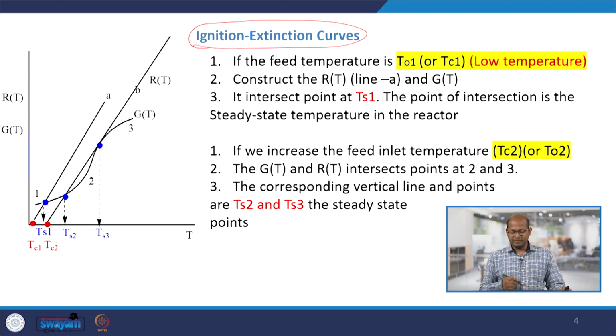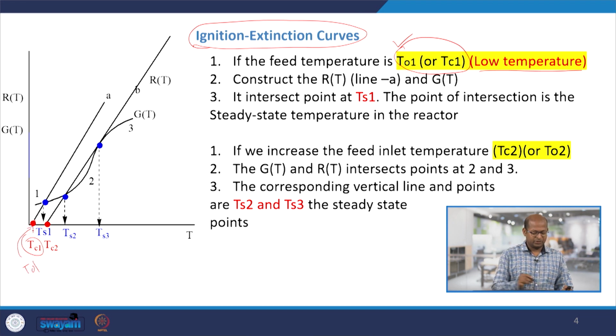So, here you can see, let us say T01 or TC1, that is the inlet temperature of the feed. At the beginning we have started with very low temperatures for that reactant mixture that we are feeding in the reactor, at T01. So, this particular red dot, you can say, is the T01 or TC1.